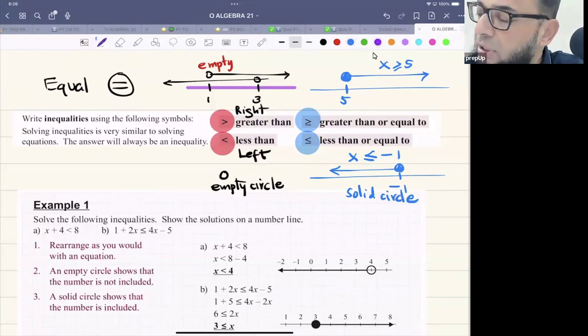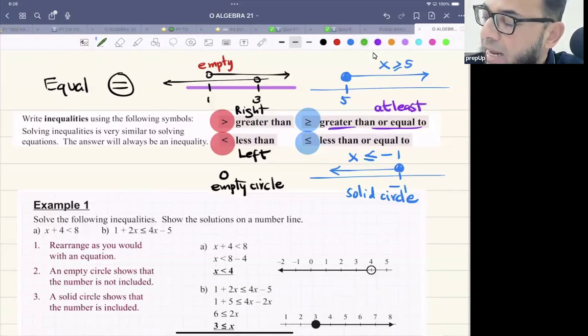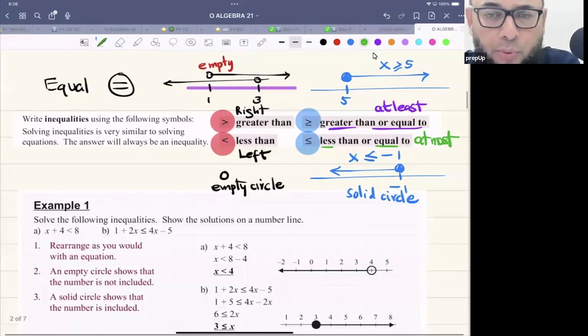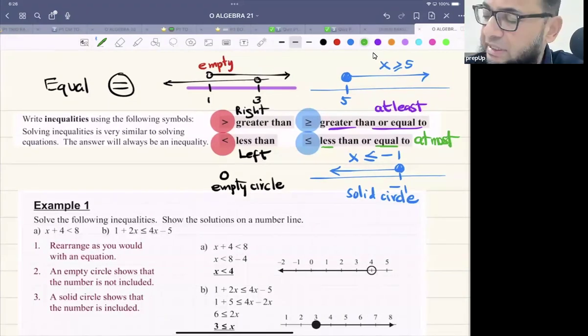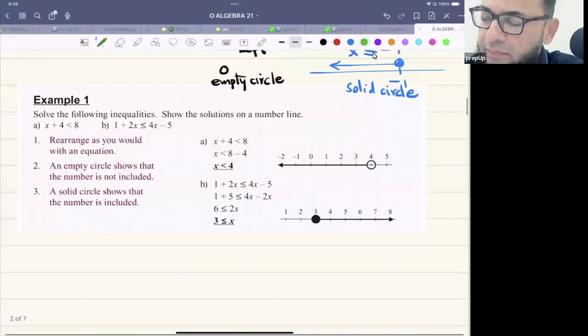And it says greater than or equal to 1. This can also be written as at least. Less than or equal to something can be written as at most. So remember the word at least, remember the word at most. I hope this is all good, all clear.